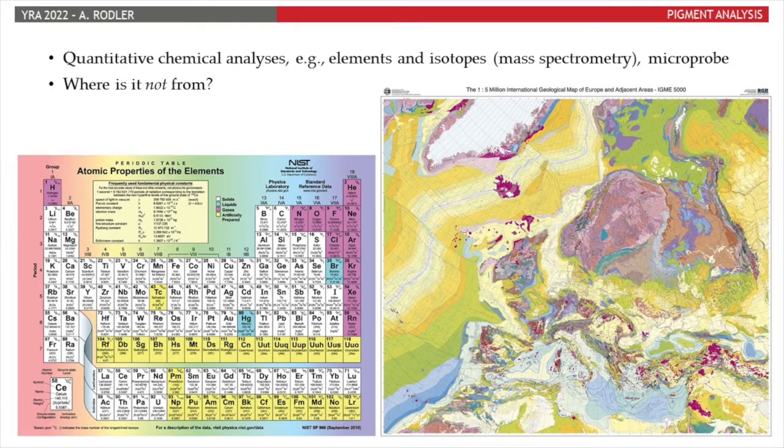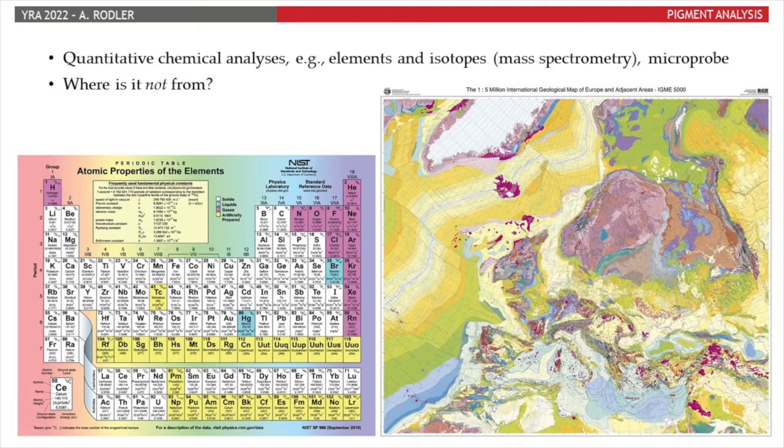Now, another approach for pigment analysis is quantitative chemical analysis. For example, element and isotope analysis by mass spectrometry. You can also use microprobe analysis, of course. And when it comes to element and isotope analysis by mass spectrometry, which is also what I use in my research, the questions are to detect the provenance of the raw materials that were used for producing the pigments that we then see on ancient art.